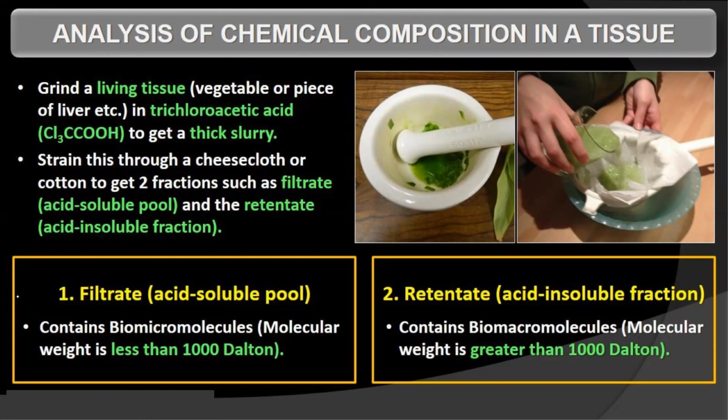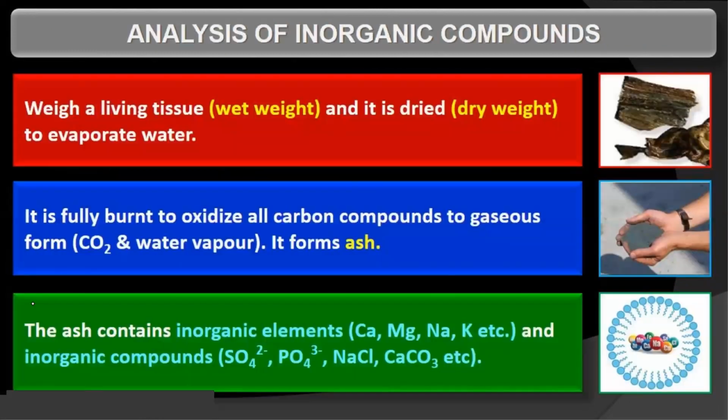The filtrate usually contains the biomicromolecules, which are less than 1000 Dalton, whereas the retentate contains acid-insoluble fractions, which are greater than 1000 Dalton. Now, the next thing is to weigh the living tissue for its wet weight, and then dry it and calculate the dry weight after evaporating the water.